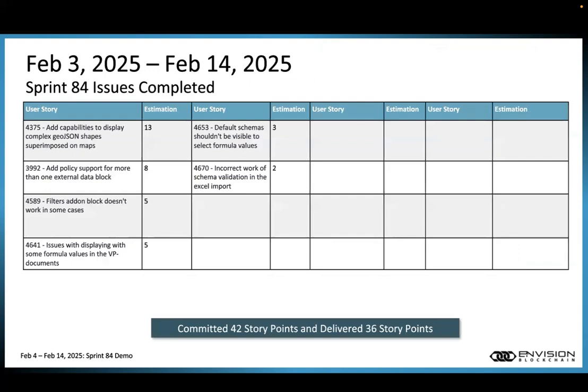And lastly, we are working on making multi-session user login impossible, which is a cross-context API plus UI refresh token invalidation. So in Sprint 84, we committed to 42 story points and we delivered 36 story points, which includes 4375, which is add capability to display complex GeoJSON shapes superimposed on maps, and 3992, which is add policy support for more than one external data block.